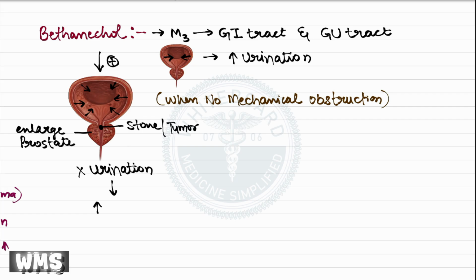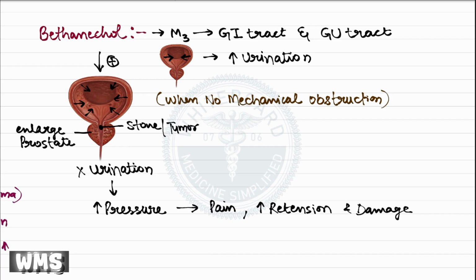This can lead to increased pressure inside the bladder, causing pain, worsening urinary retention, and even potential damage to the urinary tract. Therefore, Bethanechol should only be used when the problem is due to poor bladder contraction, not due to a structural blockage. In clinical practice, this is usually evaluated by proper history, physical examination, and imaging studies such as ultrasound of the abdomen or bladder.